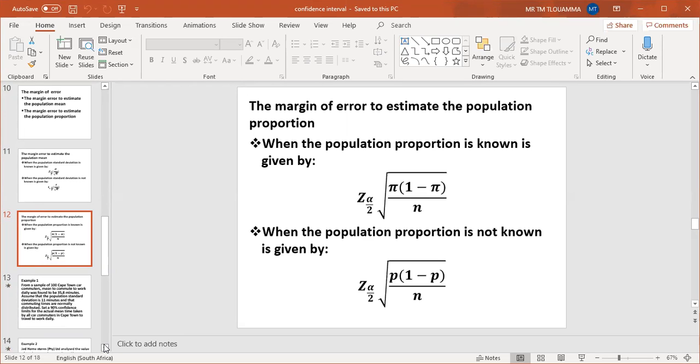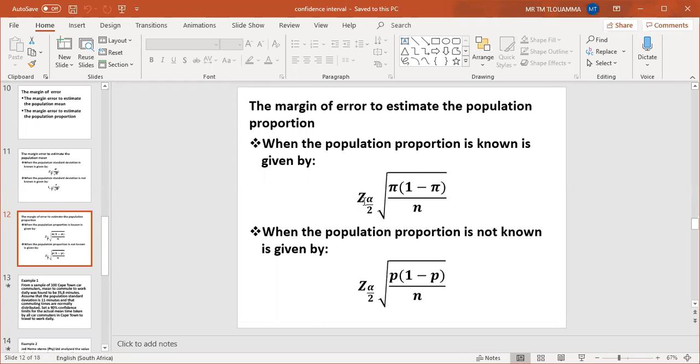The margin of error to estimate the population proportion. This is the formula we're going to use to calculate the margin of error of the population proportion. Remember, in our previous slide, we were using the margin of error to estimate the population mean. So here we're going to estimate the population proportion. When the population proportion is known, it is given by this formula.